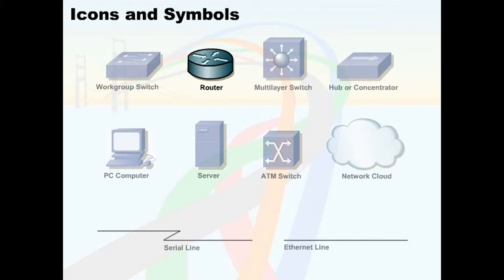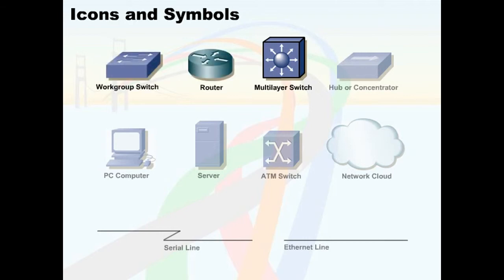And number 3, anytime we have an element of layer 3 of the OSI model, which we have yet to learn about, we're going to see an icon like the one represented here. This is a dedicated router typically used to terminate connections between a local area network, such as an Ethernet line, and a wide area network, such as a serial line.